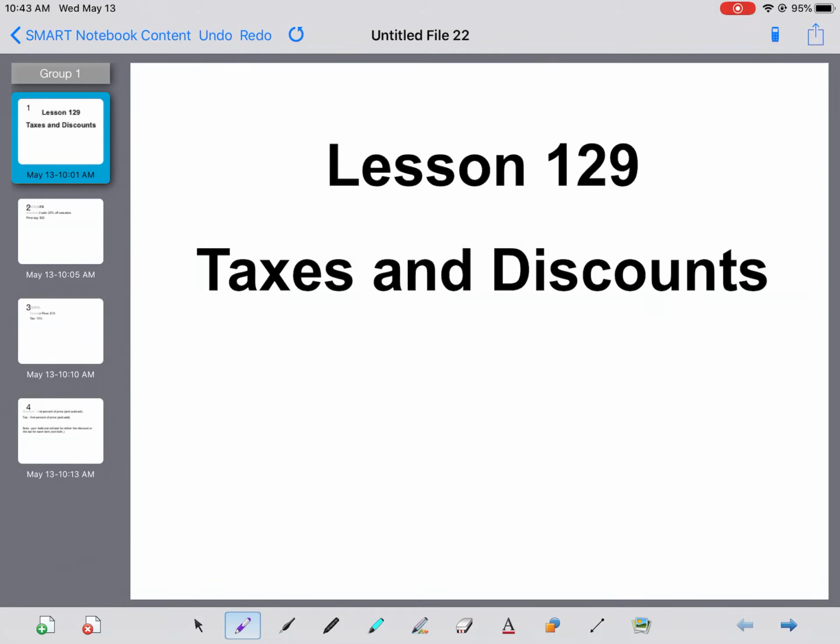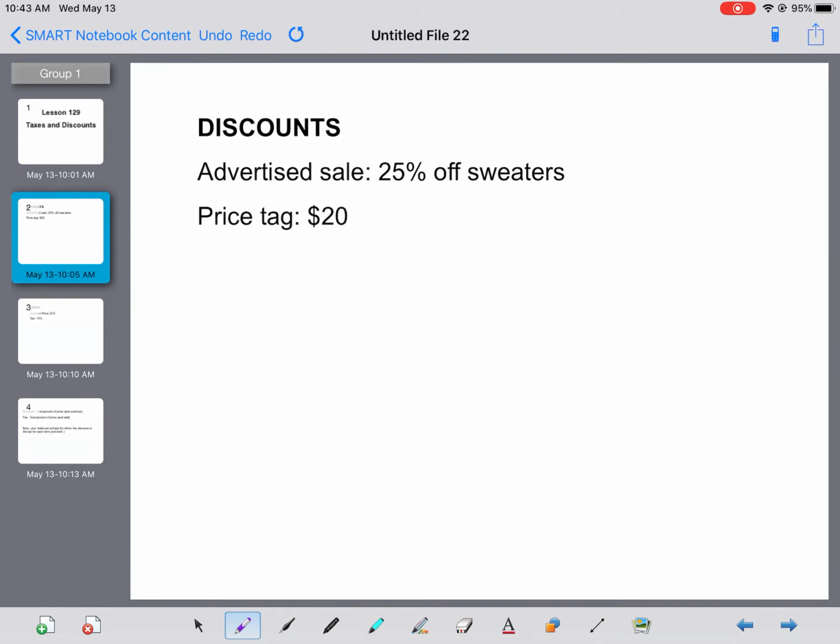Lesson 129, Taxes and Discounts. So today we come to one of the most common applications for percent, something that you will come across as you are shopping quite a bit. Discounts and taxes both involve percents. So let's start with talking about discounts.